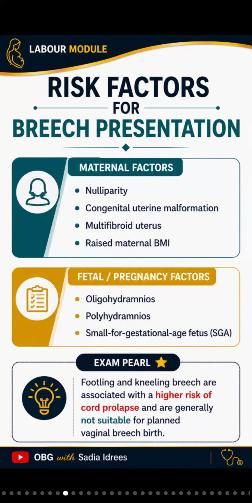small for gestational age. But you should know it very clearly that if a patient comes to you with footling breech or kneeling breech, they have high risk of cord prolapse and they are not suitable for planned vaginal breech. It should be clear in your mind. They are not suitable. This is a very important pearl. All right. Am I clear so far?